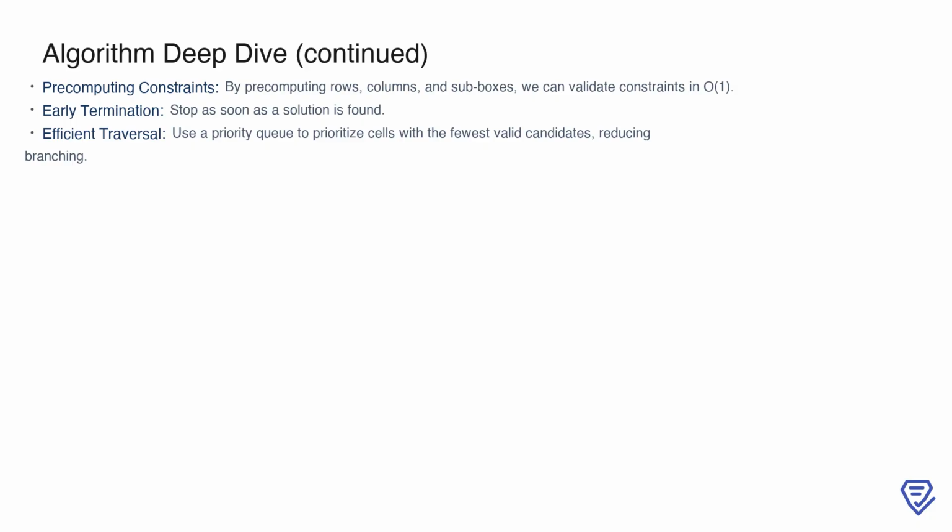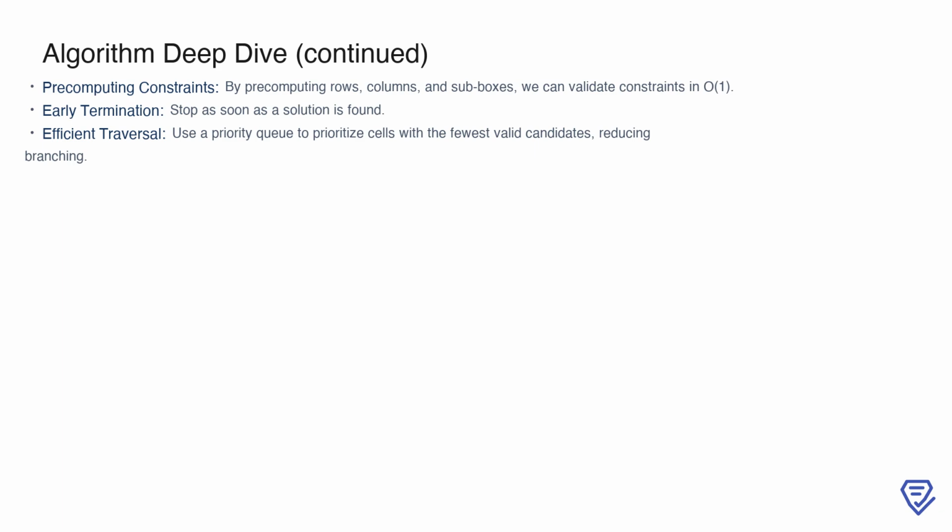Early termination is another crucial optimization. Once a solution is found, there's no need to continue exploring further possibilities. Efficient traversal of the board can also reduce branching. For example, using a priority queue to prioritize cells with the fewest valid candidates minimizes the number of recursive calls needed, as the problem space narrows quickly.